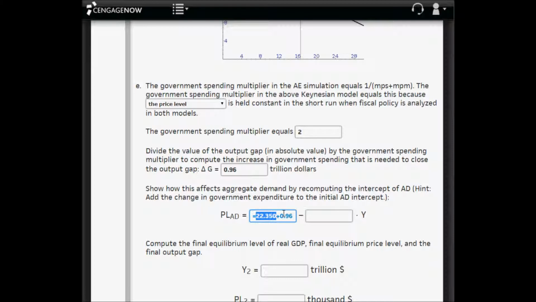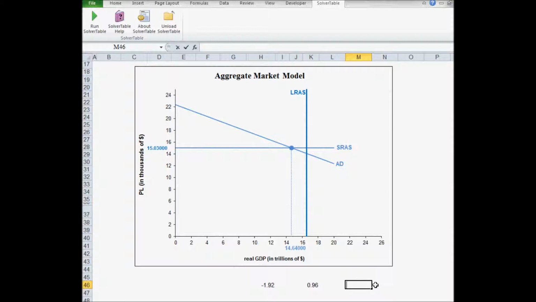So this is what the aggregate demand intercept was before the increase in government spending. So when we add this increase in government spending, we get the new intercept. I'll calculate that in Excel. So the new intercept is 23.31. Now let me show you why that's the case.